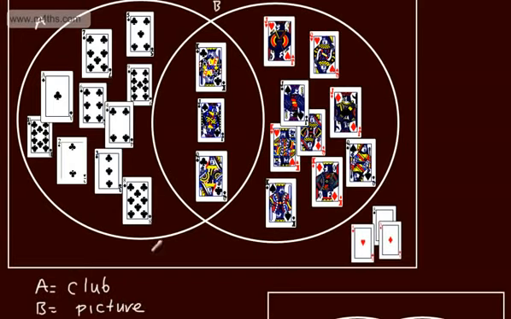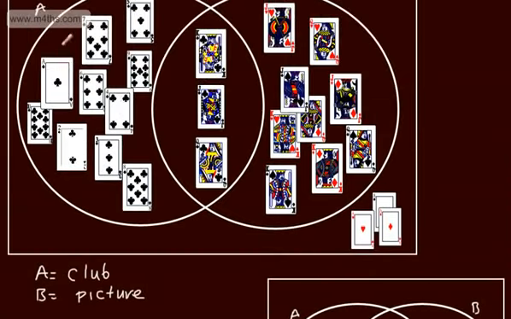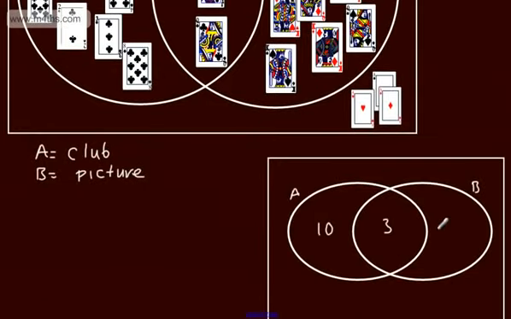In event A, which is a club, we can see all of the numbers and then the picture cards. Event B is choosing a picture card. Outside, this represents everything that's left. Pretend they're all in neat little piles. If we wanted to put this information on, I'll write it here: we've got A and B. In the middle, we've got 3. On this side, we've got 10, as there are 13 clubs in total. We realise that from the pack. And over this side, we know we've got 12 picture cards, so we've got 9 in total. There are 52 in the pack. That leaves me 30 on the outside.